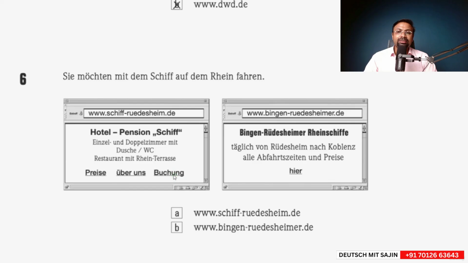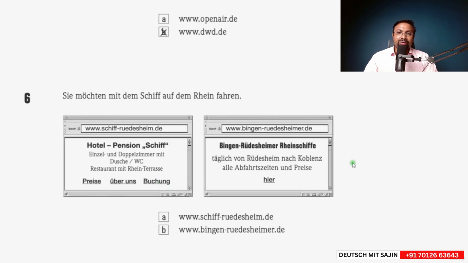So and the second one is Ruderheimer.de. Rudersheimer, here we have UA. It's actually an U umlaut. So here in the domain, we can't write U umlaut. And that is why we have to write UA. So we pronounce it here U. We don't say Ruderheimer, but here in this case it is Rudersheimer. So Bingen Rudersheimer.